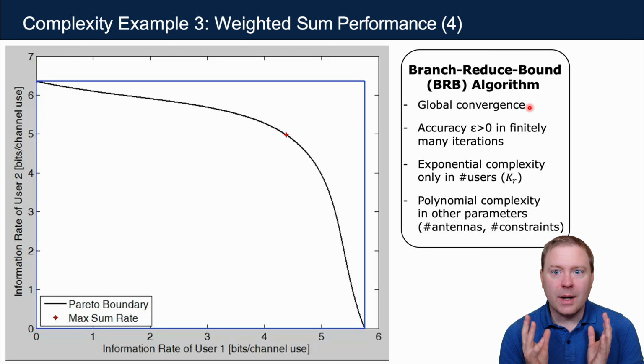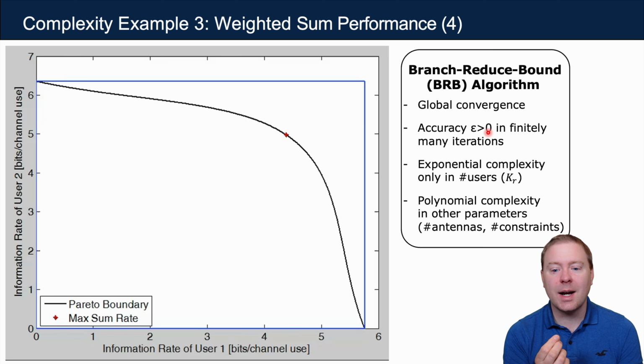And you are guaranteed to get a global convergence. You will find the solution to any accuracy epsilon in finitely many iterations. But the time is actually exponential, but only in the number of users. It's polynomial in the number of antennas and number of constraints. So I will give you an example here of how it works.